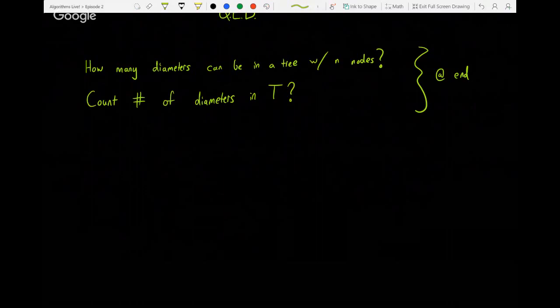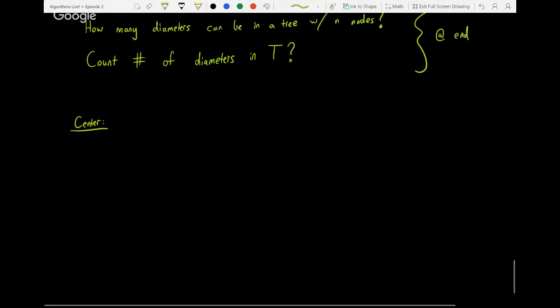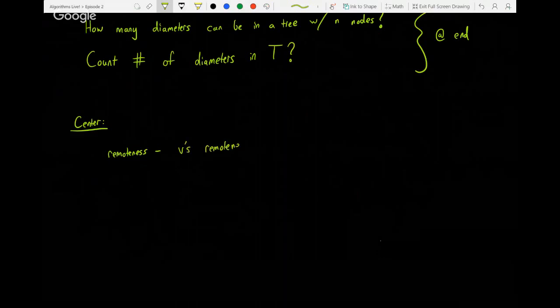And that's one thing we can do. So I'll define a new property on trees. We have this property, center, that exists on trees. But before I define that property, I need to define some other term. So I'll define this term remoteness that'll help me define what a center is. So if I have some vertex v, v's remoteness is just its distance from its furthest node.